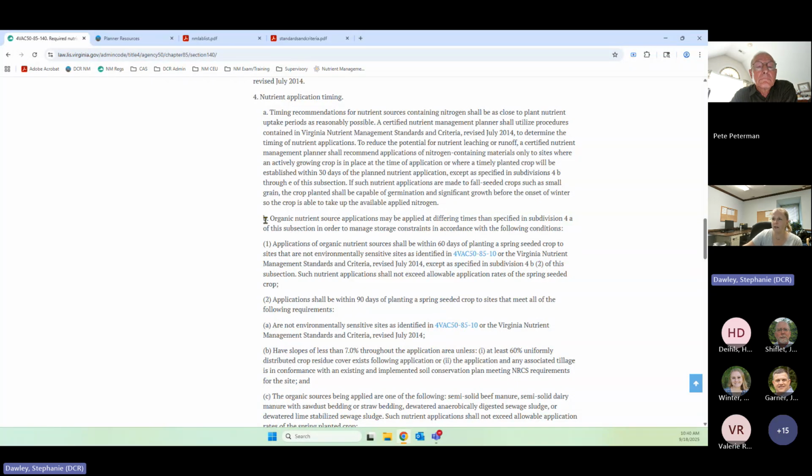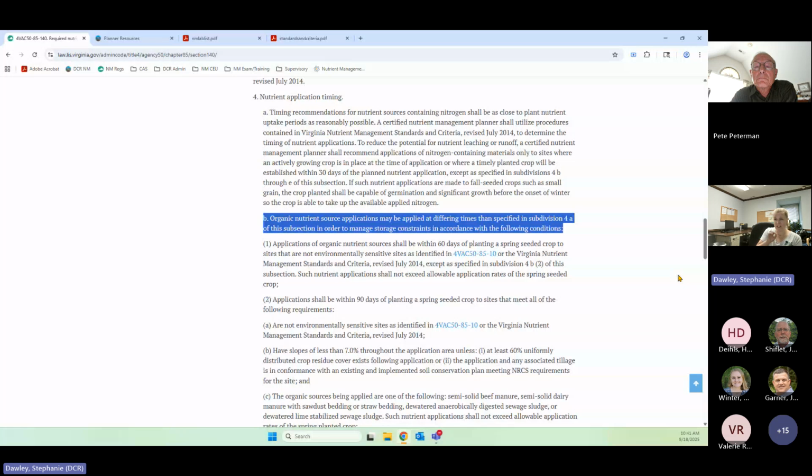With organic sources, there may be differing times than specified up in Part A with your 90 days or 30 days before planting. So if you have to, you can fall into some of these other categories that are mentioned below for organic sources only, not commercial, not inorganic. If you're buying it from Nutrien or Meharin or Valley Fertilizer, what have you, you're at 30 days. The rest does not apply.